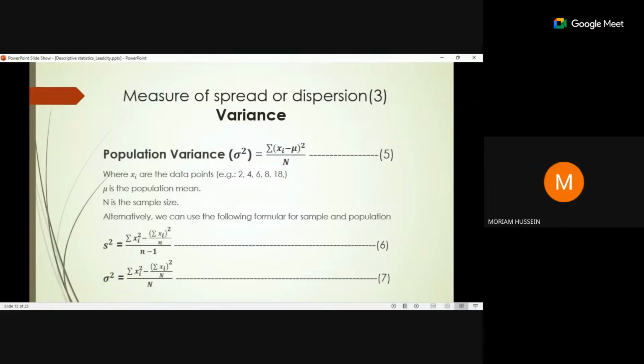Anytime you are using population variance, you use population mean. Thank you, sir. Go ahead with your question.